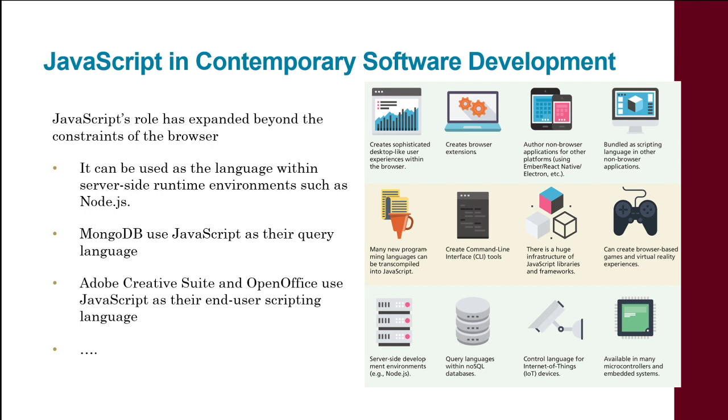It's also the control language for what's called Internet of Things devices. So your smart cameras, your smart fridge, your smart washers, those all are based on JavaScript. And then now a lot of embedded systems, so like the systems that are embedded on microchips, use JavaScript. OpenOffice and Adobe Creative Suite use it. It's basically become the backbone of a lot of applications outside and inside of the browser.